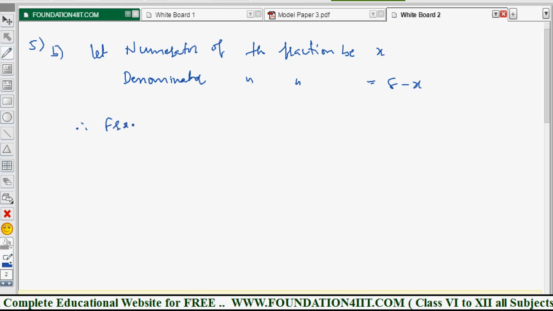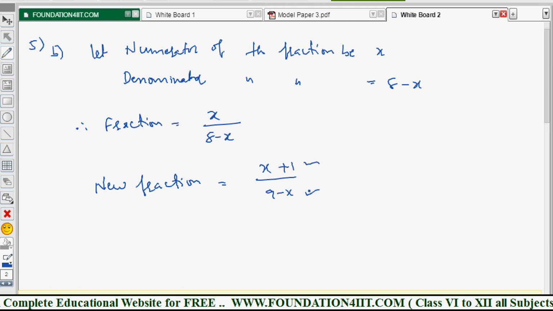Okay, then the fraction we can write as x by 8 minus x. This is the fraction. Now according to the question, the new fraction is obtained when 1 is added to both, so x plus 1 and 8 minus x plus 1, that is 9 minus x. 1 is added to both numerator and denominator.